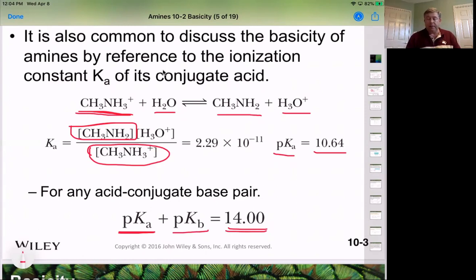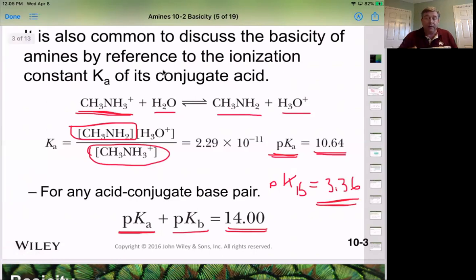Okay, so that means that if our pKa is 10.6 for our conjugate acid, our pKb for the free amine is going to be 14 minus that, so it's going to be 3.36, okay? So our pKb is 3.36, so let's keep that in mind right here. Okay, so let's compare some amines with their pKa values and their pKb values, okay?